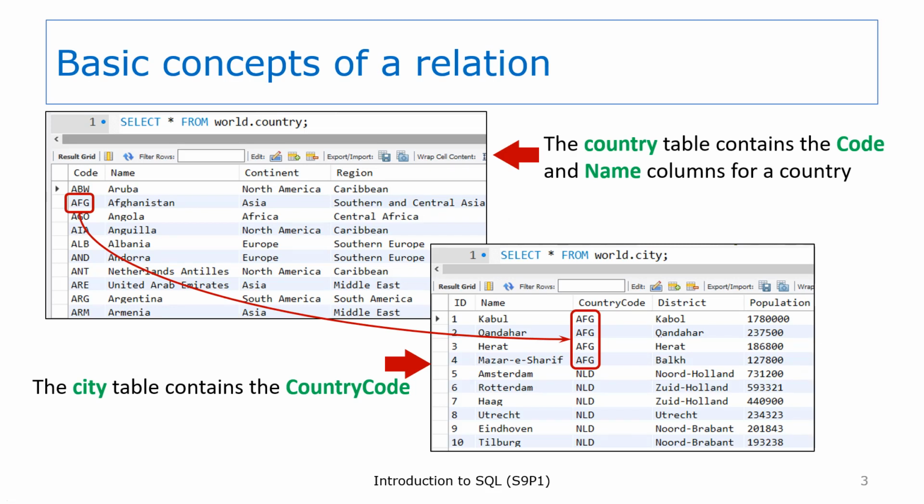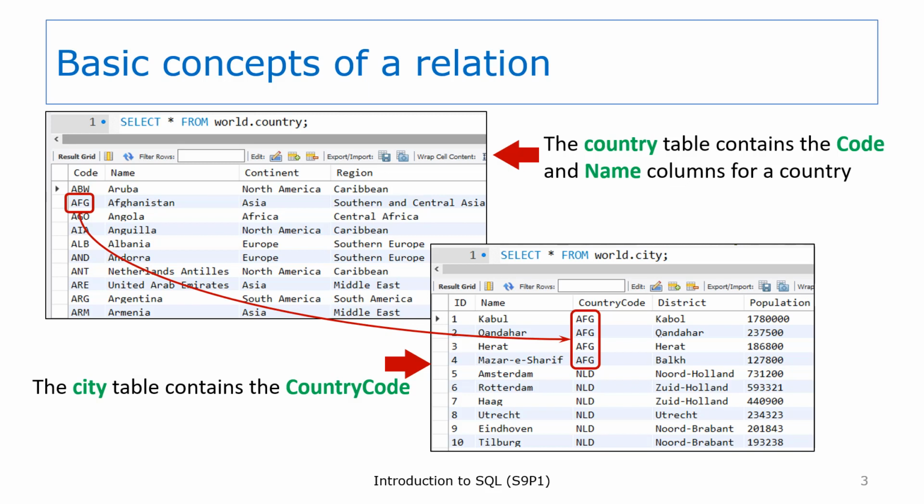To get started, let's take a look at what is meant by a relation when used in the context of a database management system. What you see here is data from two tables in the world schema, the country table on the left and the city table on the right. The select statements are shown above the result grids. In these examples, a select all is used, meaning that all of the columns are included and all of the rows are selected.